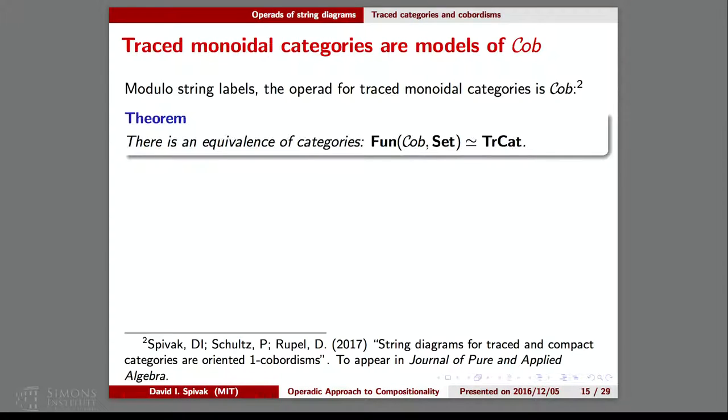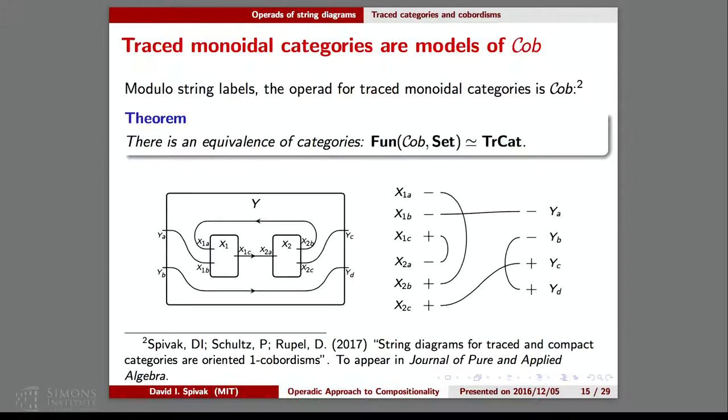Functors from the category of cobordisms to sets is equivalent to traced monoidal categories. So if you're allowed to draw diagrams like this and compose morphisms in a traced monoidal category, what are diagrams like this? They are cobordisms. This is a picture of a cobordism just drawn in a different way.